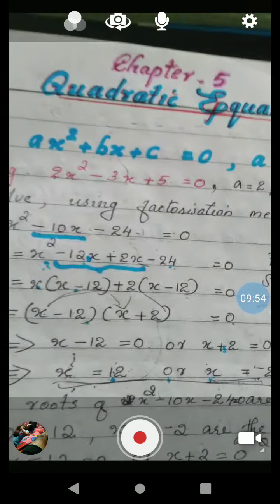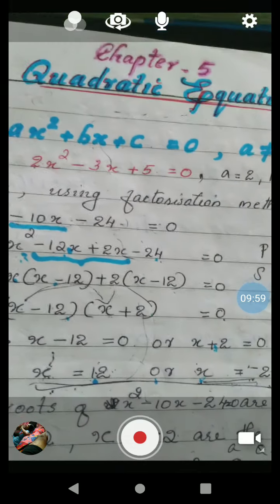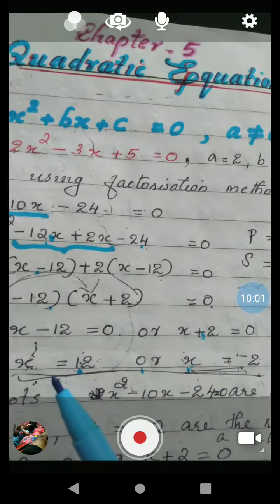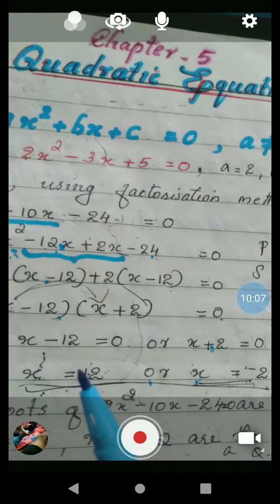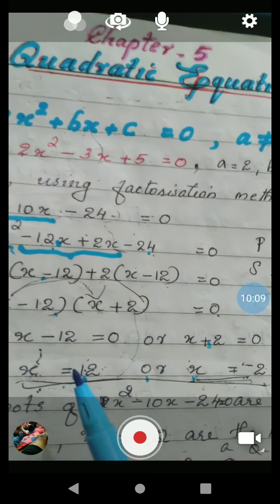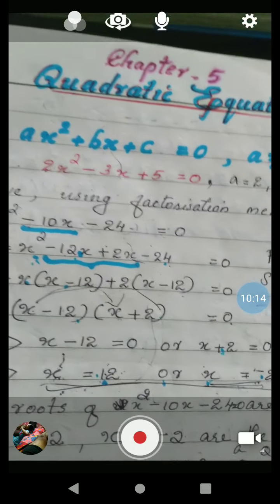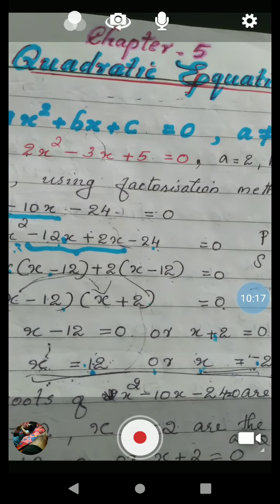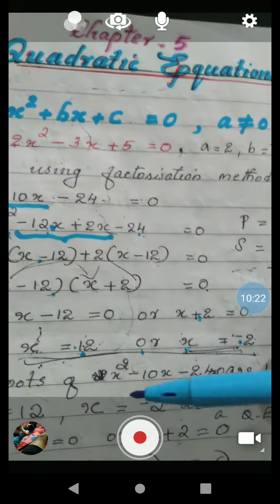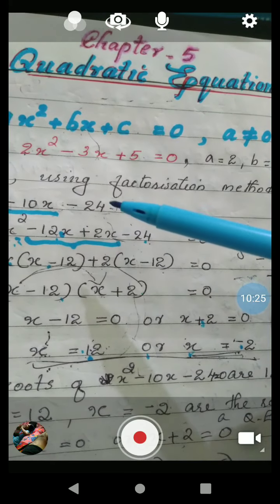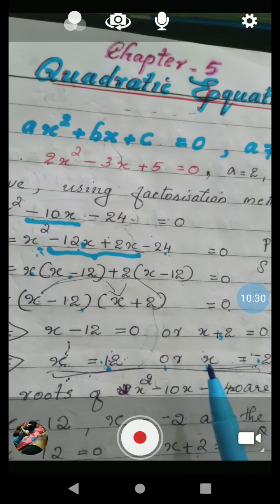Suppose, in another thing I will tell you. Suppose you have been given the solution set only. If you have been given the solution of x as 12 and minus 2, find the quadratic equation. How can we find the quadratic equation? You just go through the reverse order. You will get this quadratic equation. That means it is given x is equal to 12 and x is equal to minus 2.